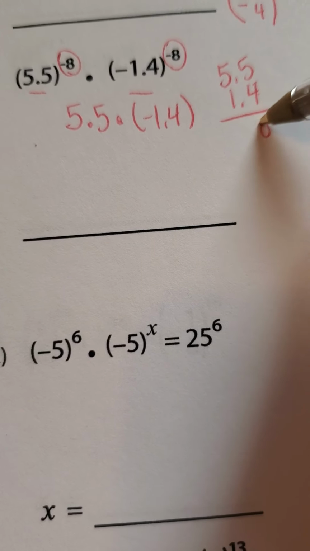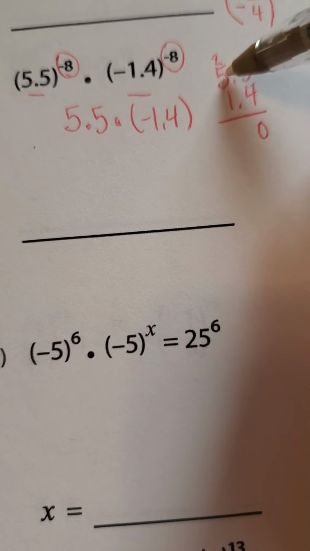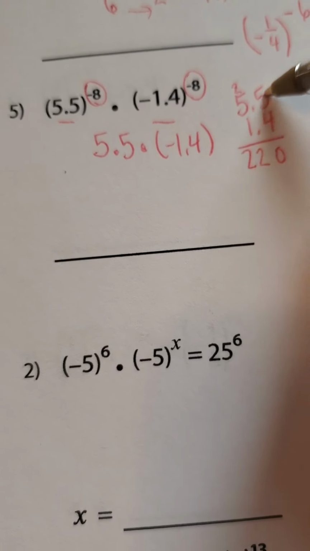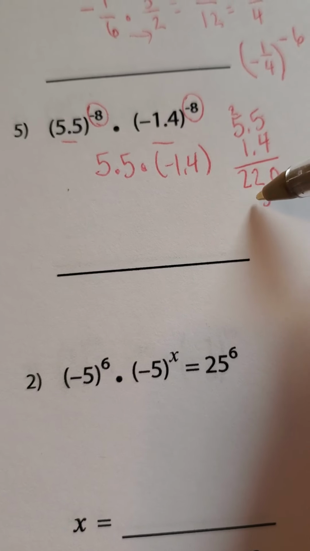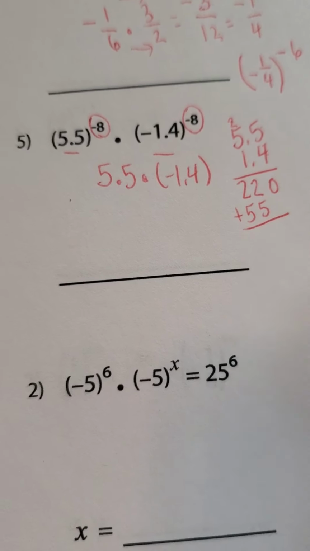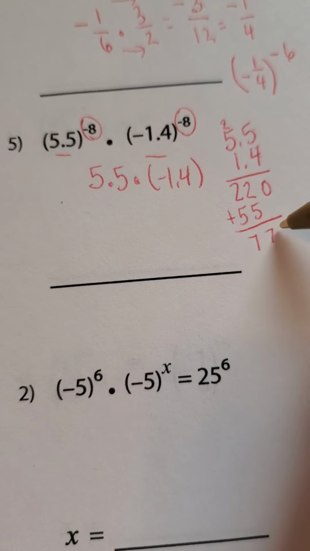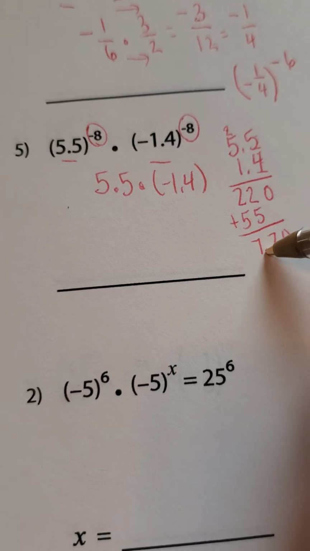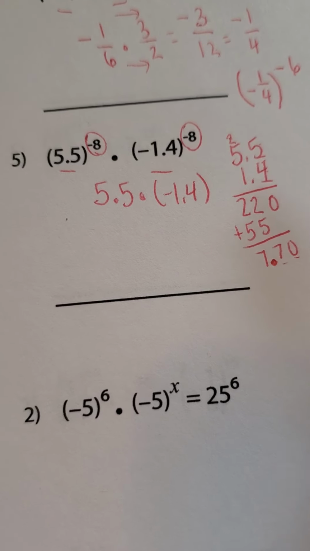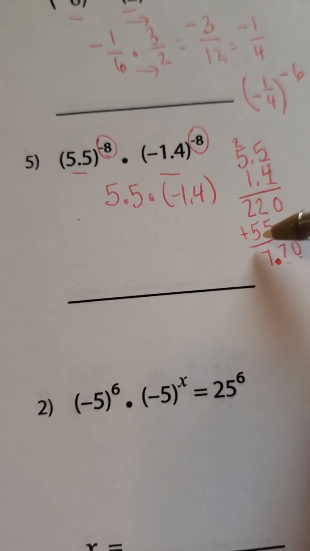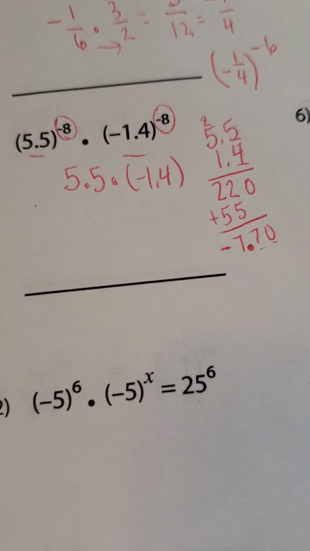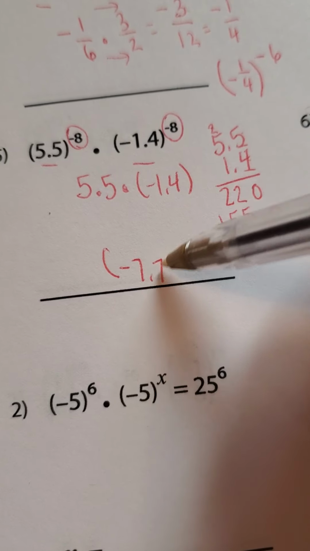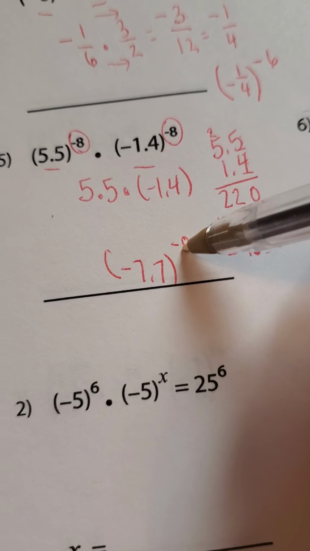4 times 5 is 20, carry the 2. 4 times 5 is 20, plus 2 is 22. 1 times 5 is 5, and 1 times 5 is 5. Add these together, we get 770. There needs to be 2 decimal places in my answer, so my decimal point's going to go there. One of my numbers was negative, so my answer for this will also be negative. So my base of negative 7.7 and my exponent of negative 8.